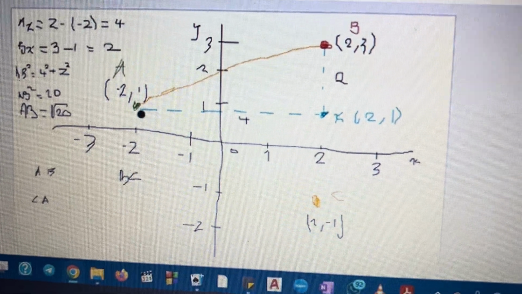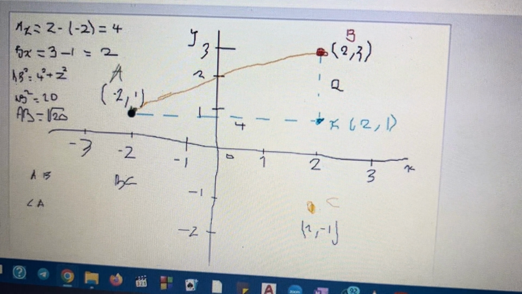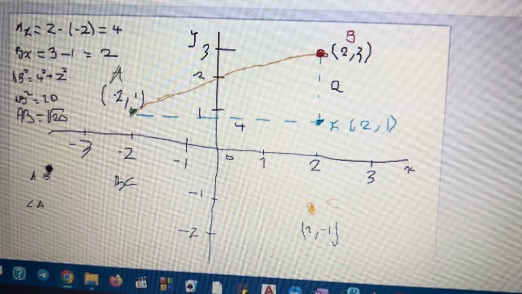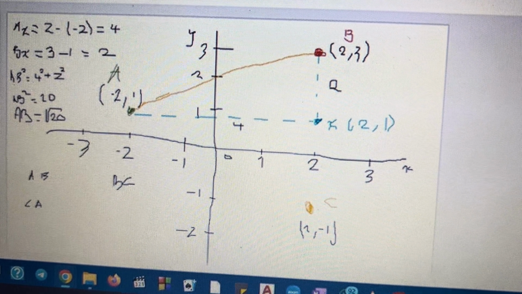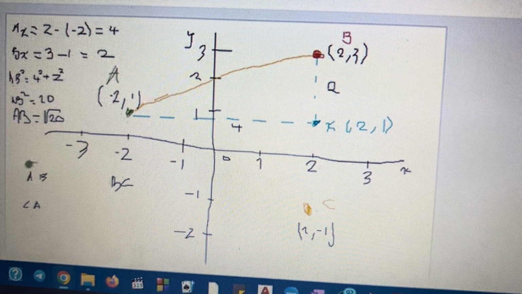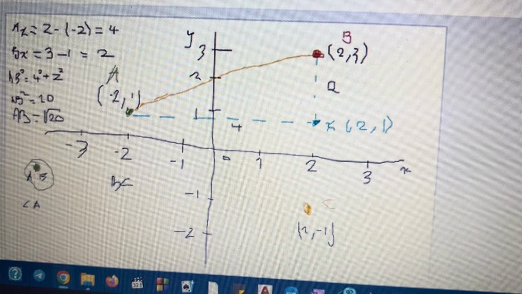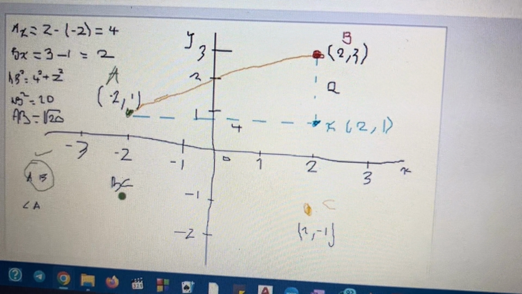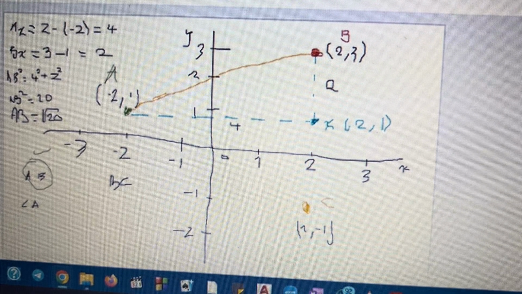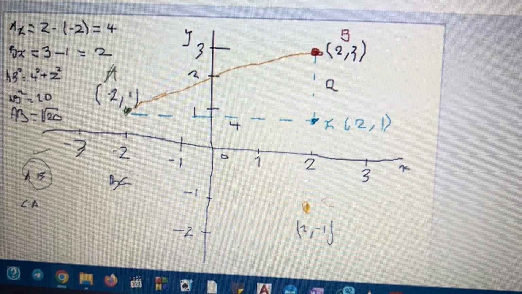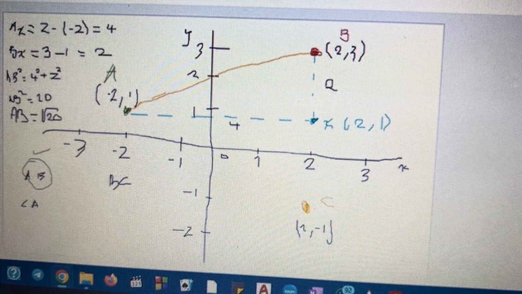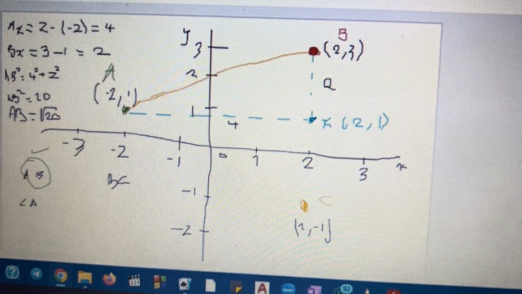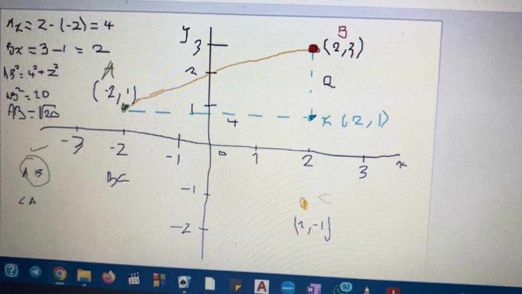Then our other point is BC. Yeah, BC here. So we found AB. Let me just circle it. We found AB. Let's now find BC. So again, with the aid of a different color, let's get red this time. The distance BC.